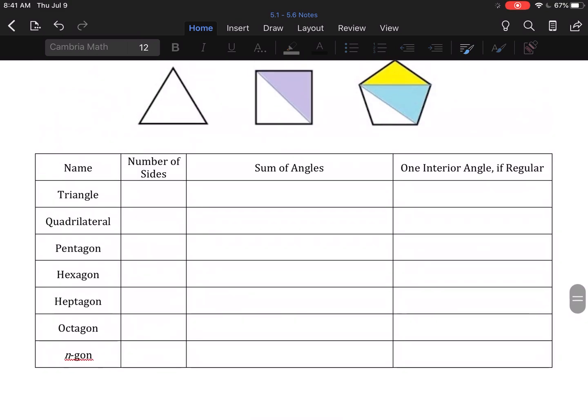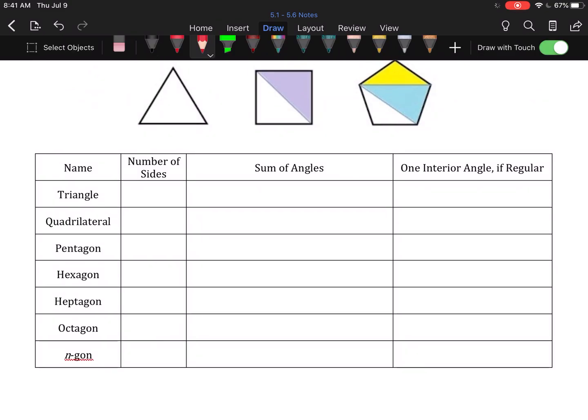So the only thing we have to do here is fill in this table, and then I can turn you loose to an assignment. So I think we all know that a triangle has 3 sides, a quadrilateral has 4, a pentagon has 5, a hexagon has 6, a heptagon has 7, an octagon has 8, and an n-gon has n. This bottom row is going to be formulas. The sum of the angles, well, we already know these ones from above. So it's 180, it's 360, it's 540.